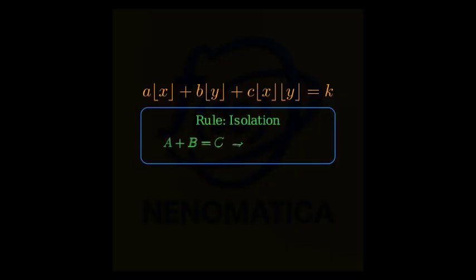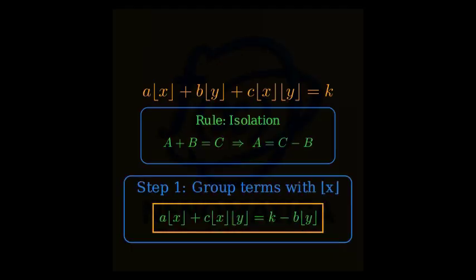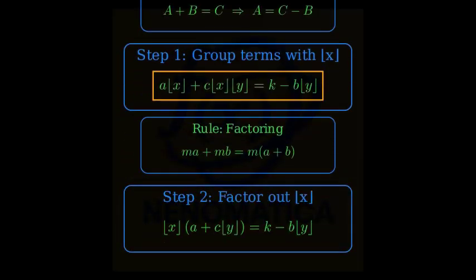We'll keep the coefficients as letters because the steps work for every specific choice of numbers. Step 1. Group the terms that contain floor of x on the left side, and move the b times floor of y term to the right side. We are simply using algebraic isolation. If A plus B equals C, then A equals C minus B. Step 2. Factor out the common factor floor of x from the left side. This is the distributive property.